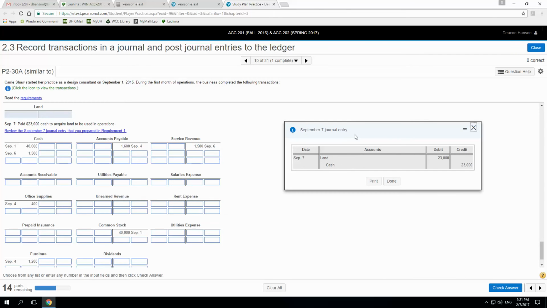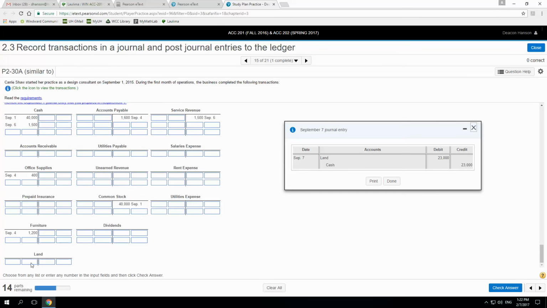On September 7th, we have a debit to land of 23,000, September 7th, and a credit to cash. Notice I don't have to come down and use this next line here. I don't have any credits, so I can use the top credit line. It's really a way to accumulate all of the information that went to that account. So you don't really have to bring this down to the bottom here.